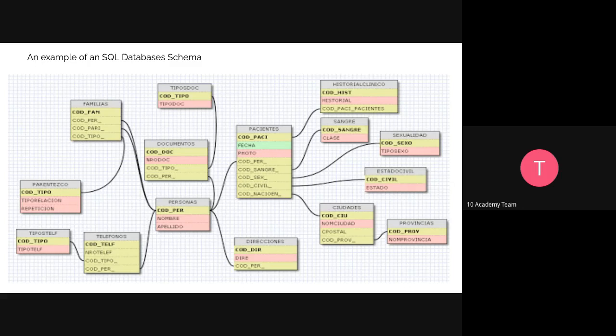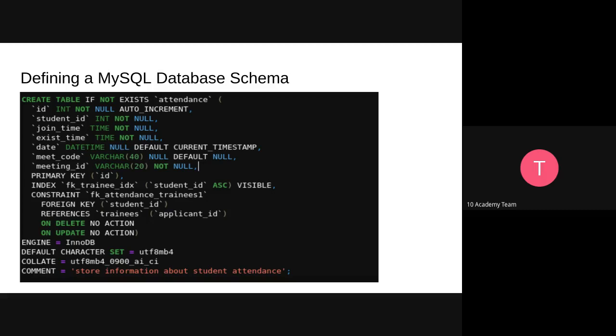And an example of an SQL database is this schema. A simple Google search of database schema will give you this image, and then you should be able to see the relationship between them. And this is what defining a MySQL database schema looks like, right? So this is SQL code, like I've explained earlier. SQL is a standard programming language that we use to communicate with and create relational databases. Right? We also use SQL to create non-relational databases as well.